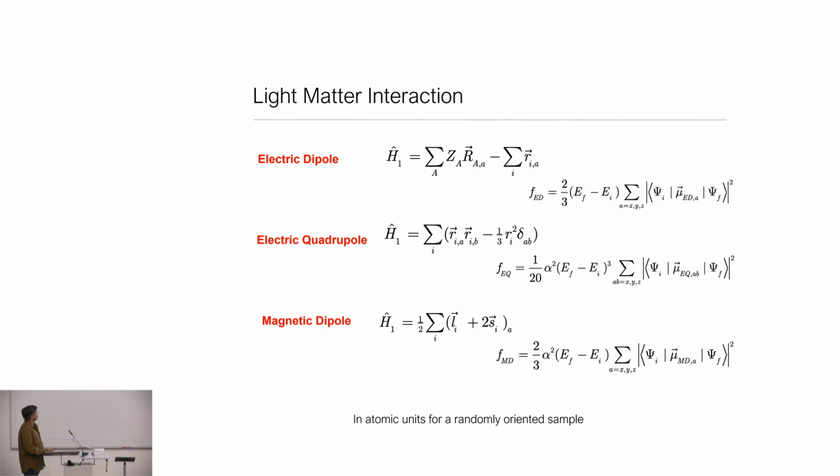Now there are several mechanisms here that give rise to intensity, depending on what the interaction between the electrons and the light wave are.